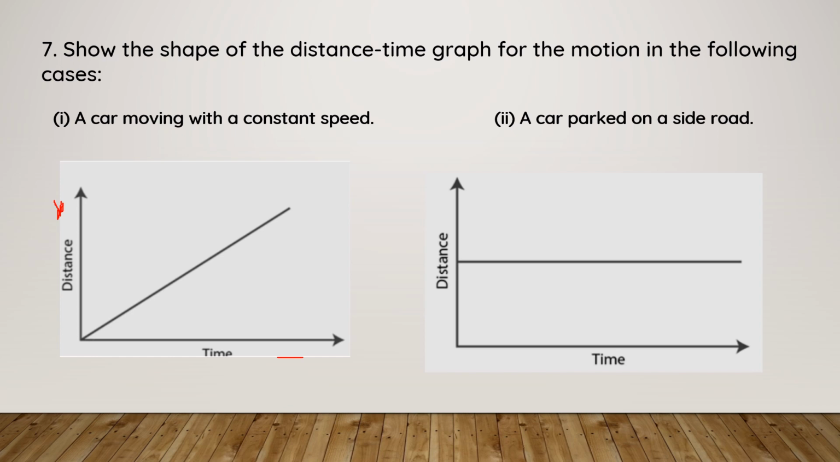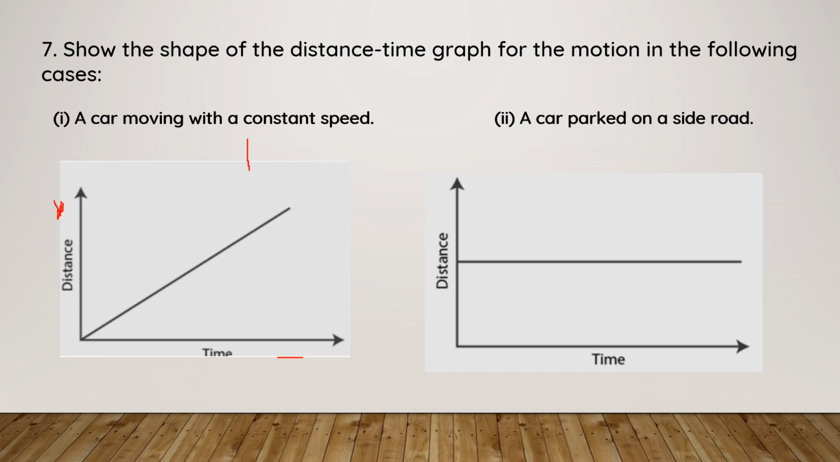So the car moving with a constant speed, that is, in 10 kilometer it moves 10 meter, next to 15 kilometer it moves 15 kilometer, like that. Okay, so that is a constant speed. So that time we get a straight line, or a slope, like this. So this is a car moving with a constant speed. You have to draw this graph.